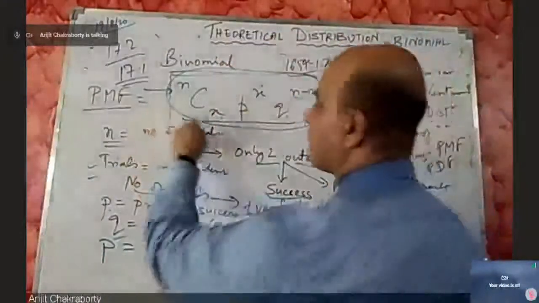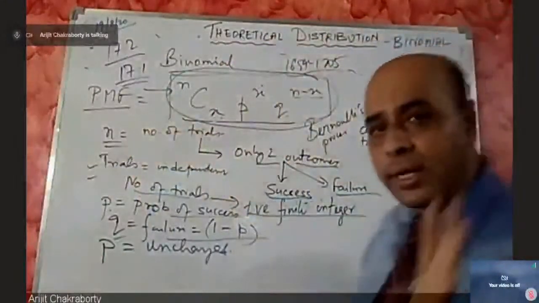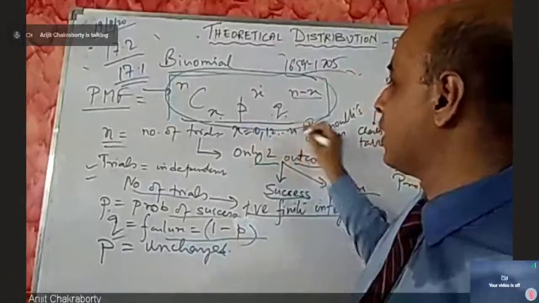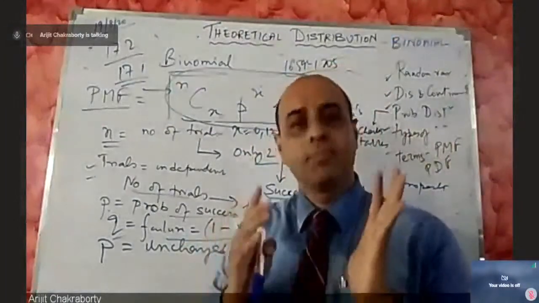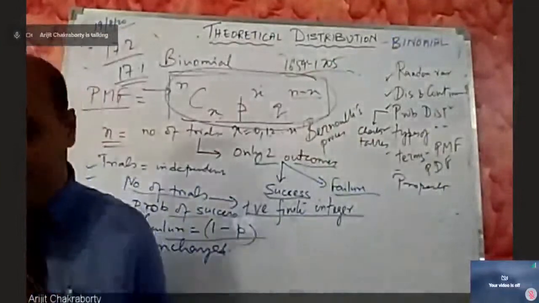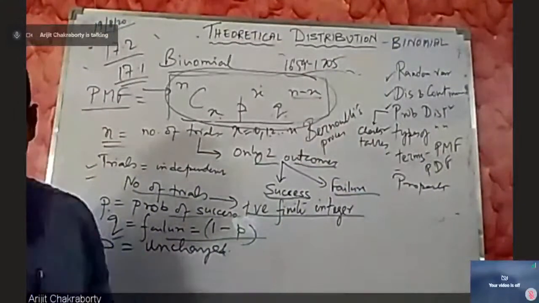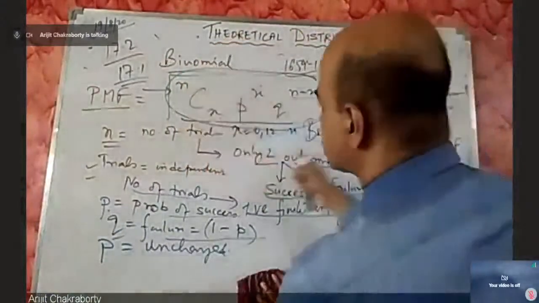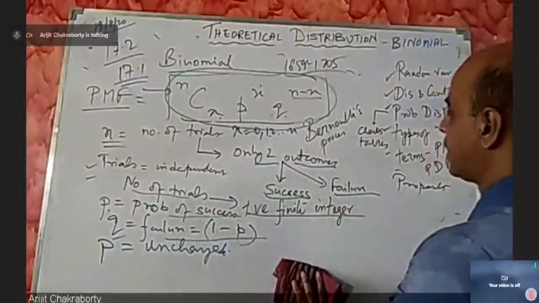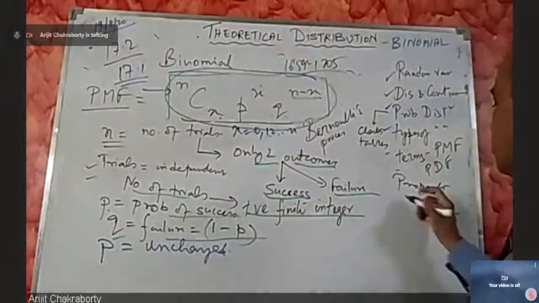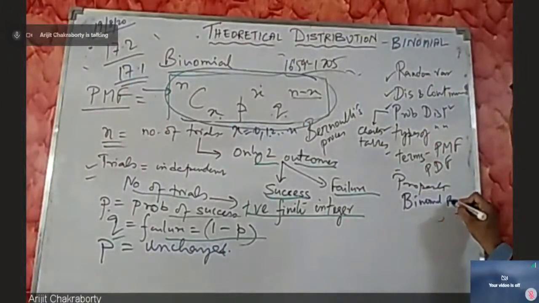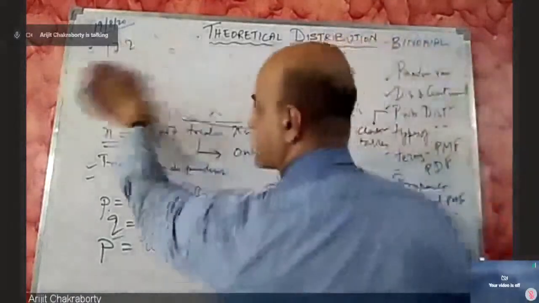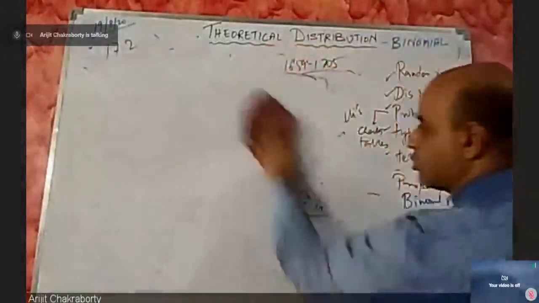And definitely you can see that x can take any positive finite integer value. So x can range from 0, 1, 2, 3 up to n, n being a finite positive integer. Now let us see some examples, and this is not a very difficult formula, p to the power x, q to the power n minus x. So we have discussed the binomial PMF. Now we go into some examples, and we'll get into a number of interesting examples on binomial distribution.